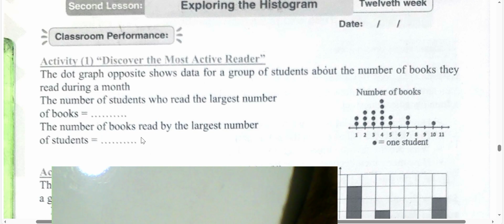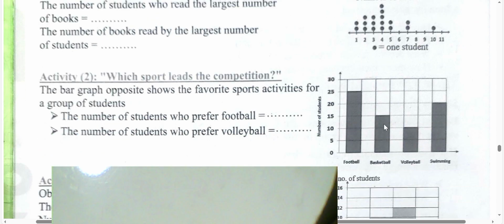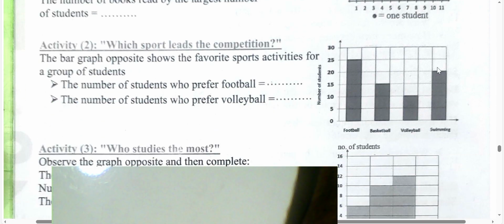And the number of books read by the largest number of students will be what? What is the number of books? Number 4. For 4 books we have 1, 2, 3, 4, 5. 5 students read it. Now we have a bar graph. In this bar graph, we can find the information directly from the graph. The number of students who prefer football is 25, and the number of students who prefer volleyball will be 10 students. It's an easy question for you.